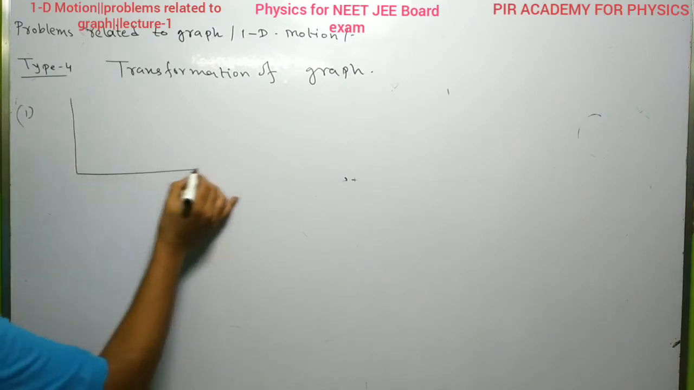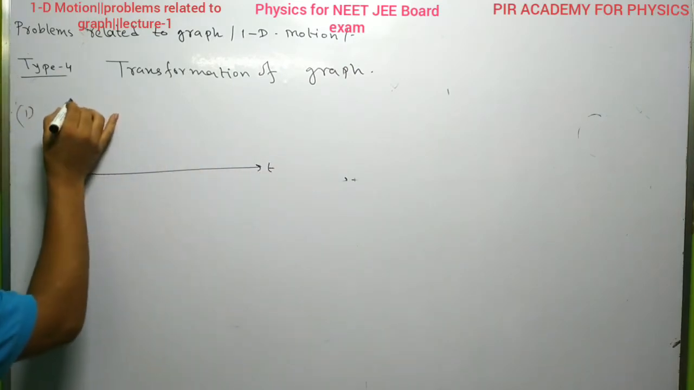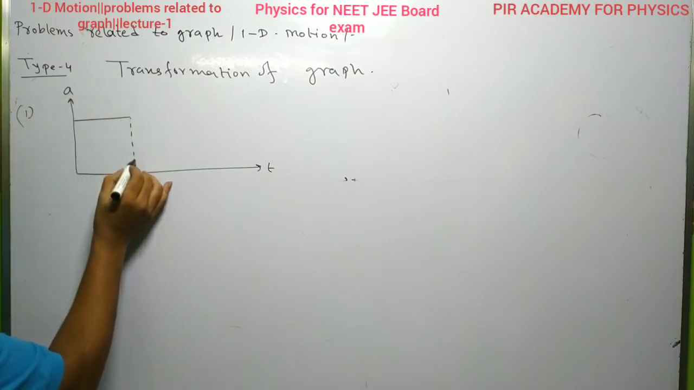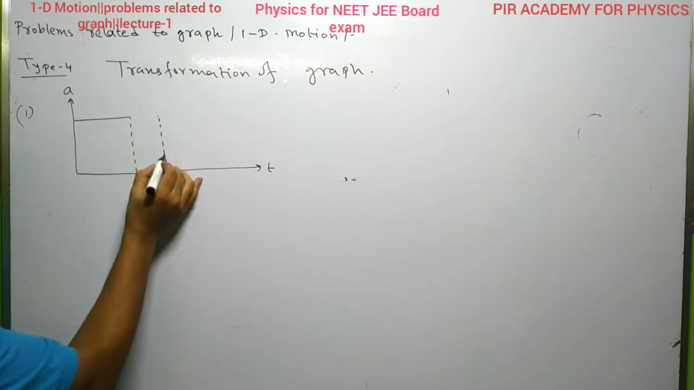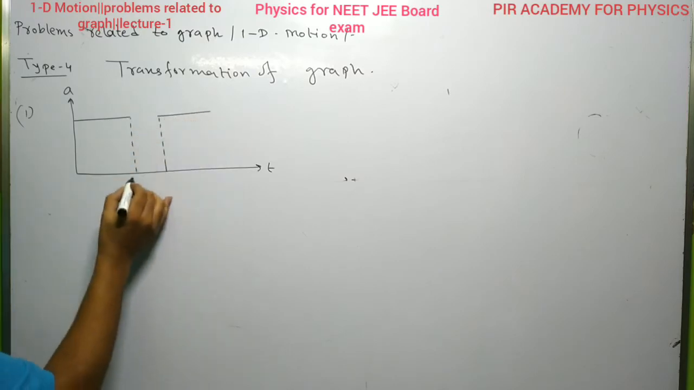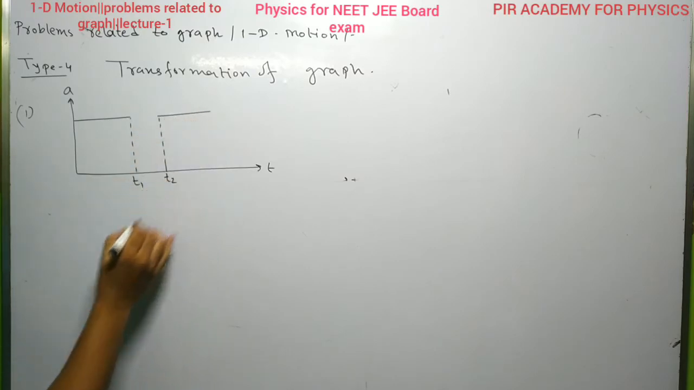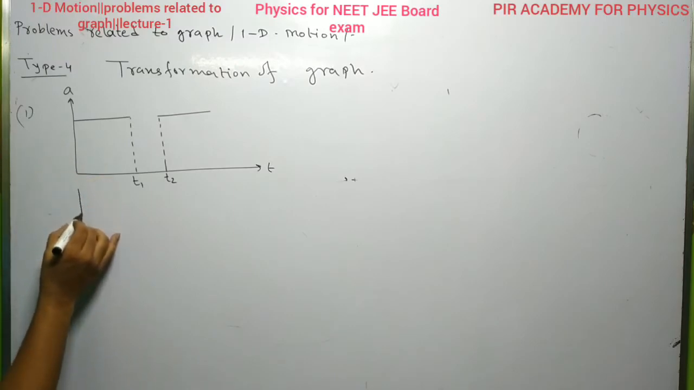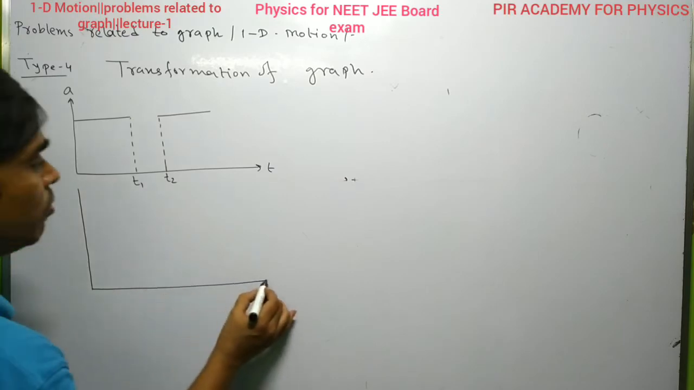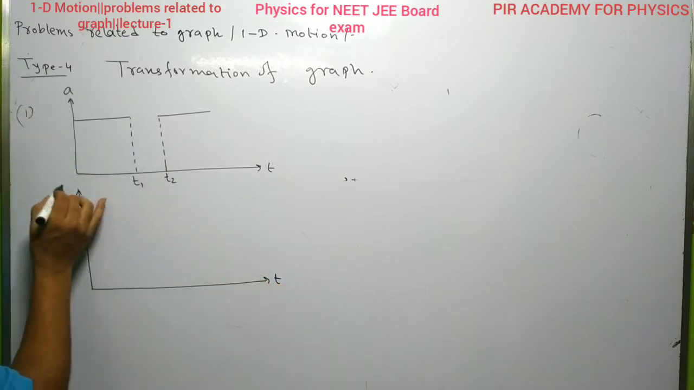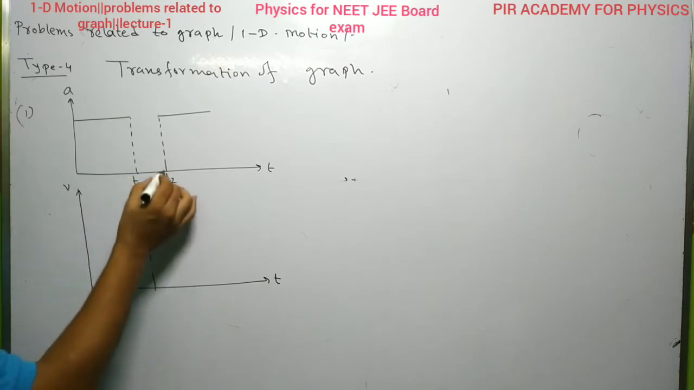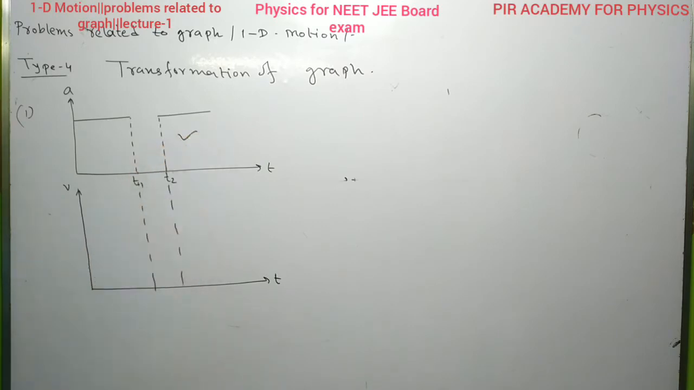Suppose this is the time and this is acceleration. If I draw it like this, this is t1 and this is t2. Here is an acceleration versus time graph. You have to find out the velocity versus time graph. So what is the velocity versus time graph if the acceleration changes according to this graph?